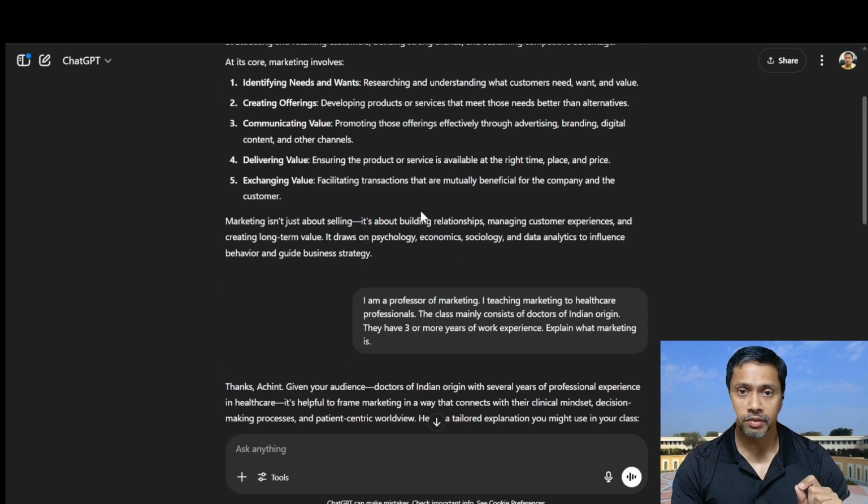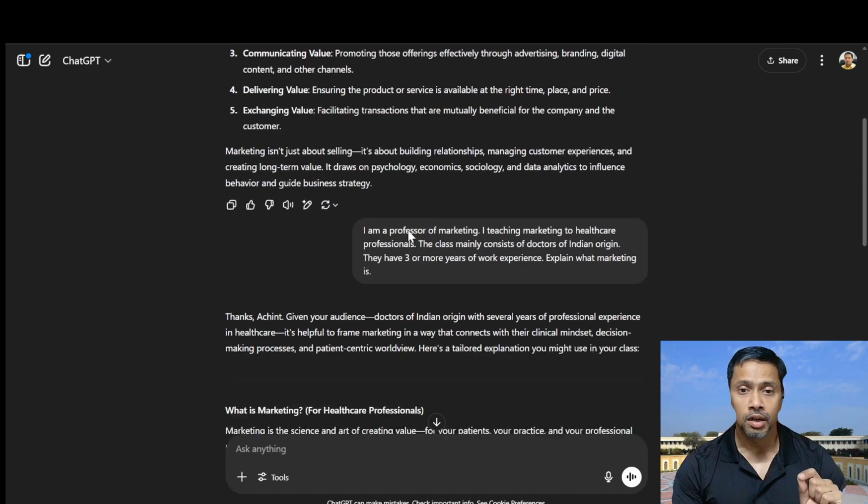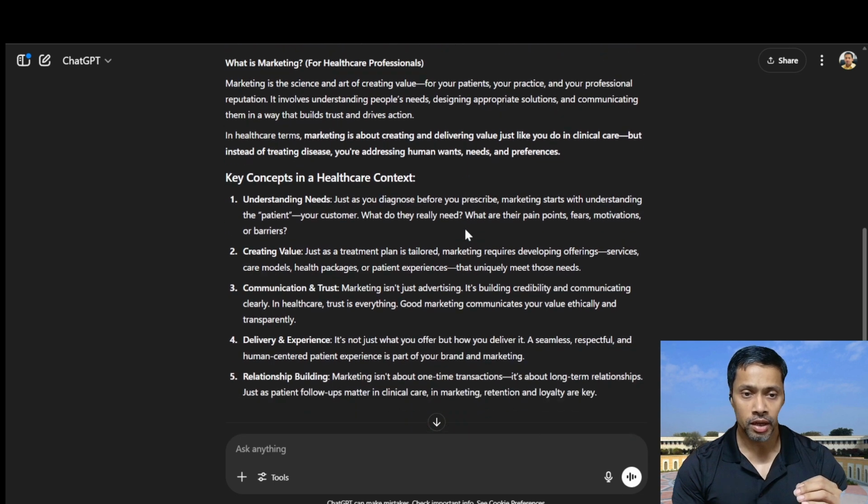So the previous definition, if I go back, was pretty generic. It was using words like understanding, creating, communicating, delivering value to customers in order to meet their needs and drive organizational success. So needs and value are the key terms inherent to marketing definitions. So it has retained those key terms, that marketing is still the science and art of creating value. But customers are replaced by patients, your practice, and your professional reputation. It involves understanding people's needs, designing appropriate solutions, communicating them in a way that builds trust and drives action, and so on and so forth as we move down.